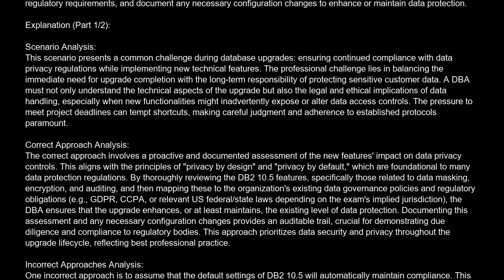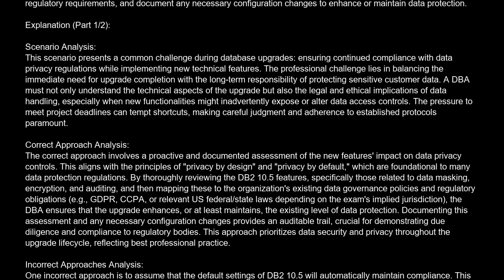The correct answer is B. Proactively assess the new DB2 10.5 data privacy features, map them to existing data governance policies and regulatory requirements, and document any necessary configuration changes to enhance or maintain data protection. Explanation. Scenario analysis. This scenario presents a common challenge during database upgrades: ensuring continued compliance with data privacy regulations while implementing new technical features. The professional challenge lies in balancing the immediate need for upgrade completion with the long-term responsibility of protecting sensitive customer data.